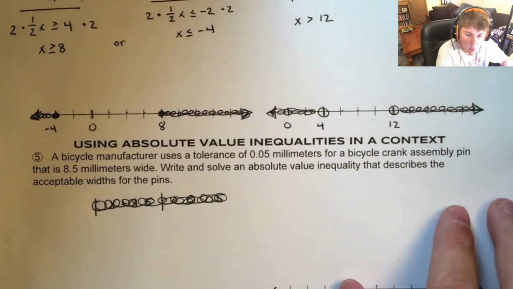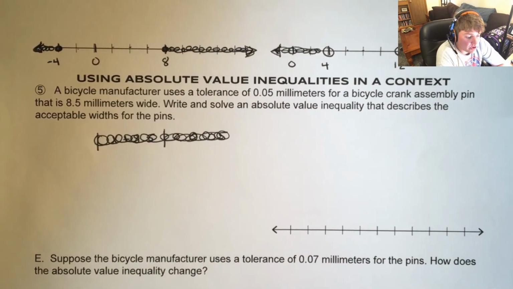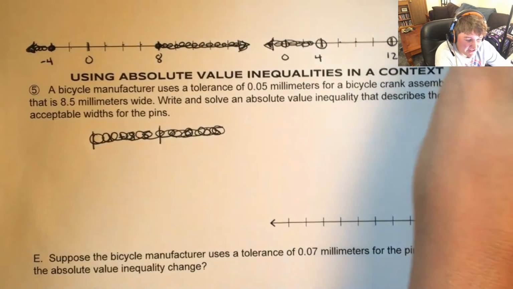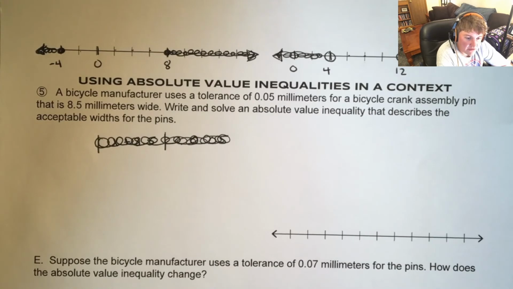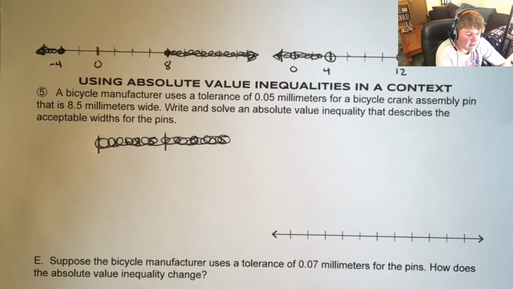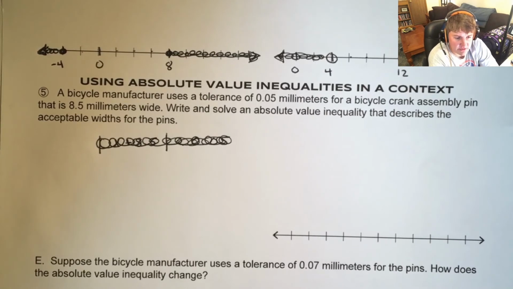When we are solving these problems, a lot of times tolerance problems end up being absolute value inequalities, and let's see why. We have a bicycle manufacturer that uses a tolerance of 0.05 millimeters for a bicycle crank assembly pin that is 8.5 millimeters wide, meaning the pin can be 8.5 millimeters wide plus or minus this tolerance, and it can be anywhere inside of that tolerance. We want to write an absolute value inequality that describes the acceptable width of the pin.